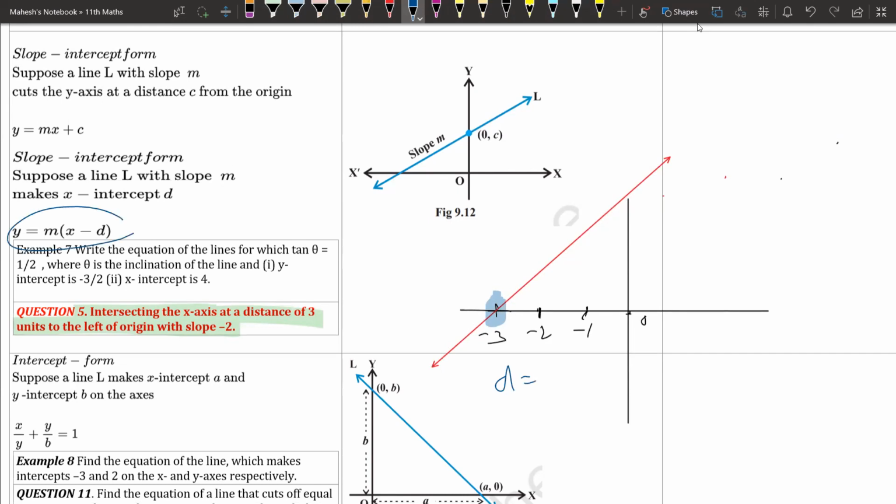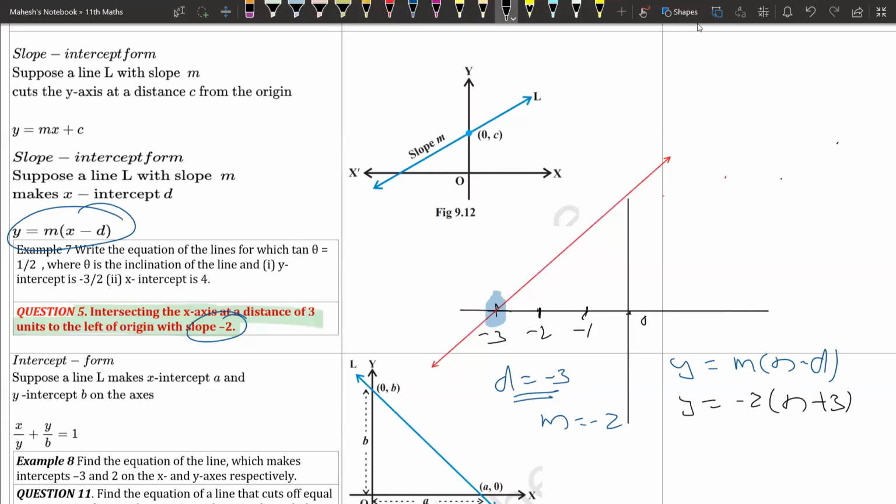The x-intercept, as I said, is denoted by d. So d is -3 here, and they have also mentioned the slope here. So m is equal to -2. We'll be using this formula, y is equal to m(x minus d). So replacing m with -2 and d with -3, it will become minus and minus plus. That will give you y = -2x - 6. This will give you 2x + y + 6 = 0. And that is how this question can be done.